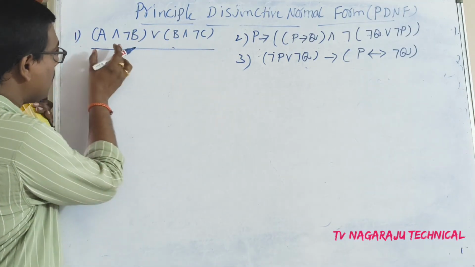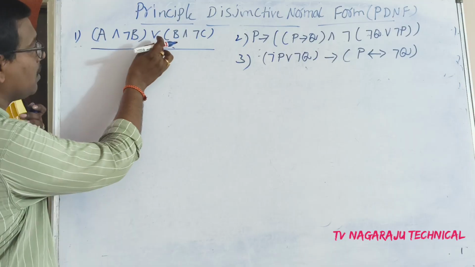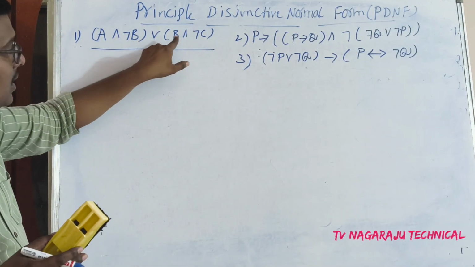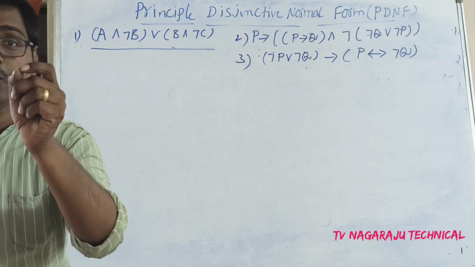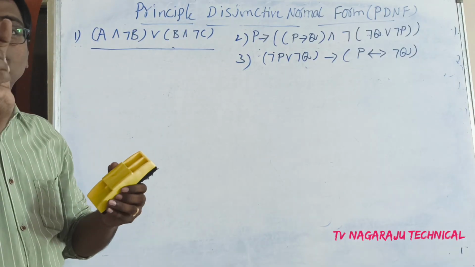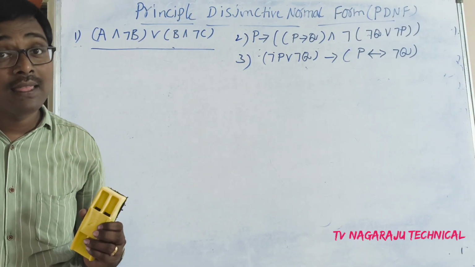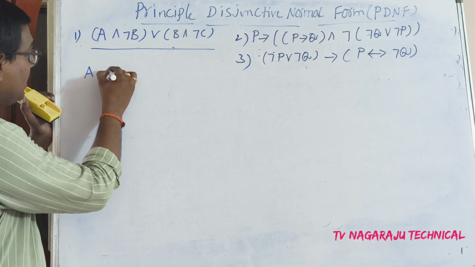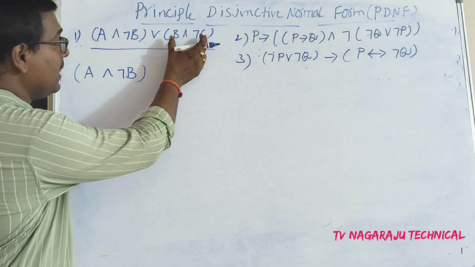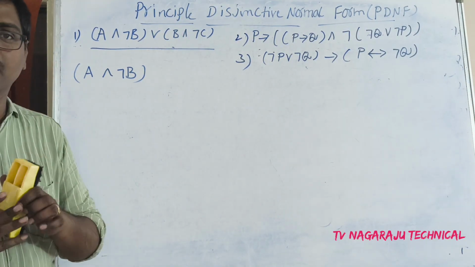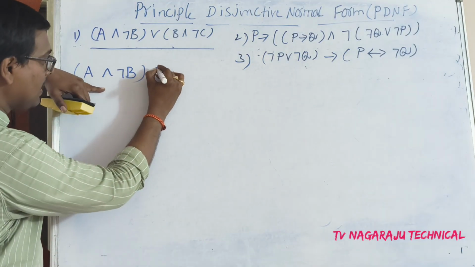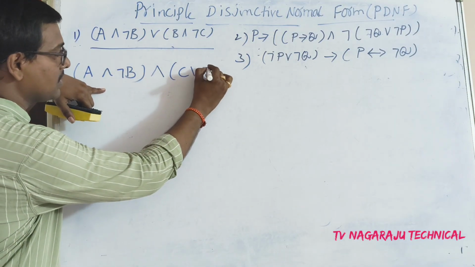Consider the first example, A and negation B or B and negation C. Now the given expression is already in disjunctive normal form. But what is the principal disjunctive normal form? Each product term contains all the literals. Suppose in A and negation B, the literal C is missing. In this, the literal A is missing. So if any missing literal is there, simply add the missing literal like this.